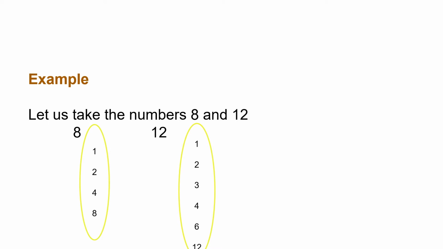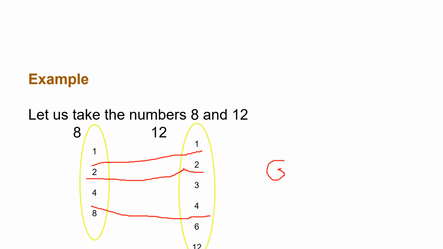Here 1, 2 and 4 are the common divisors of 8 and 12. These are all common divisors. 4 is the greatest one. Therefore 4 is the greatest common divisor of 8 and 12.